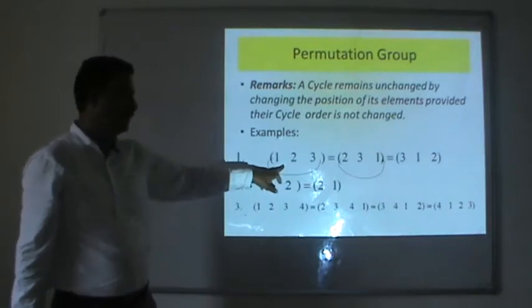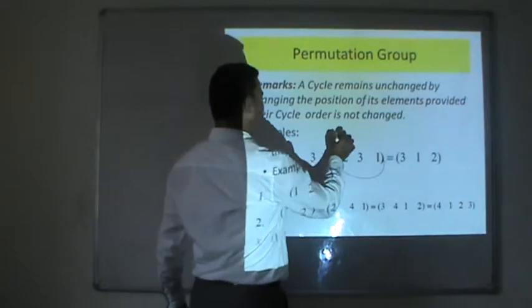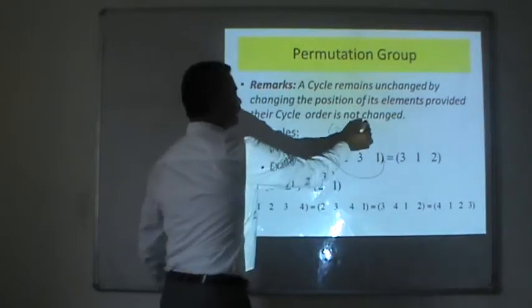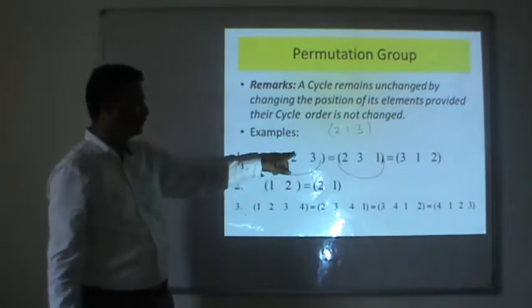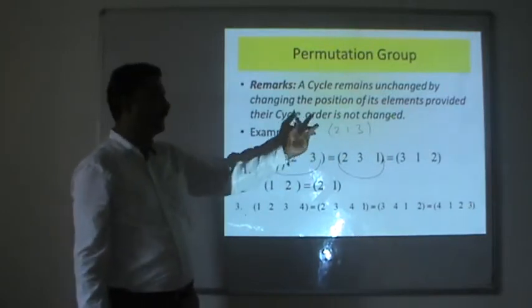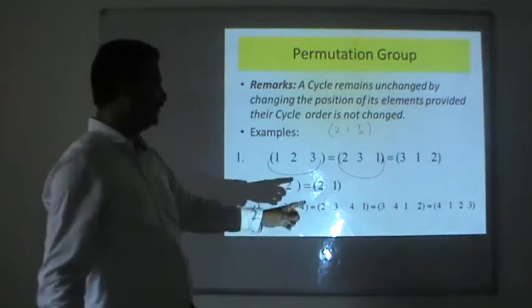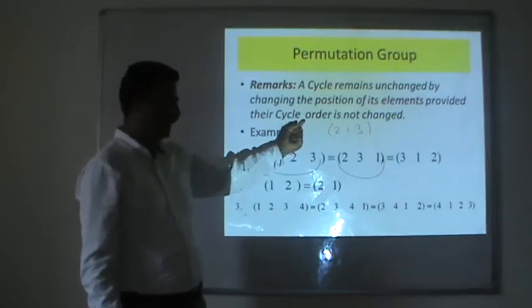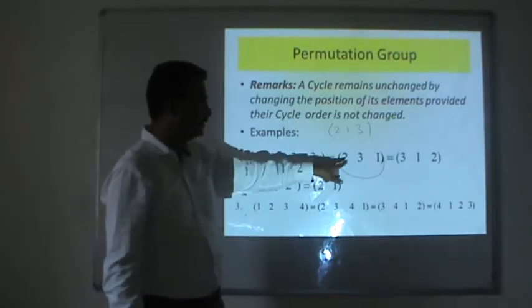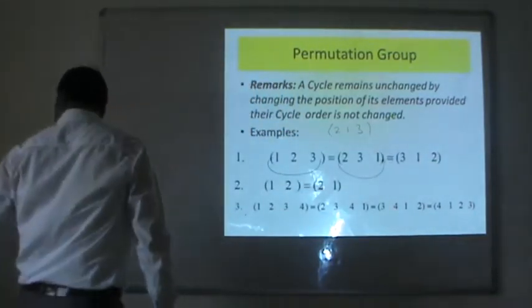is not changed. Because if we change the order of the cycle, like (1, 2, 3), if we write it as (2, 1, 3), then the cycle will become changed. Because here 2 is mapped to 1, while here 2 is mapped to 3. So we cannot interchange any two elements in the cycle. But we can change the position of the elements in a cyclic order, like 1 goes behind 3, 2 goes behind 1, and 3 goes behind 2 also.